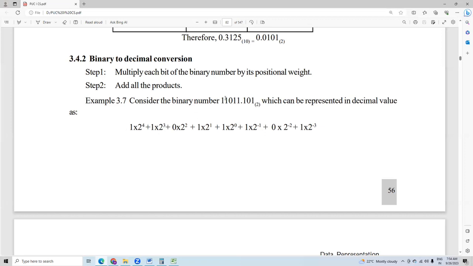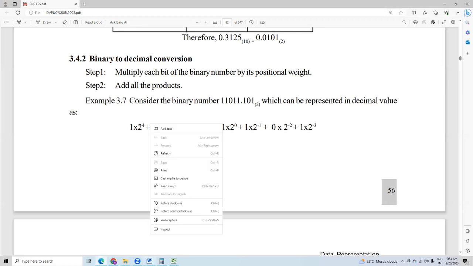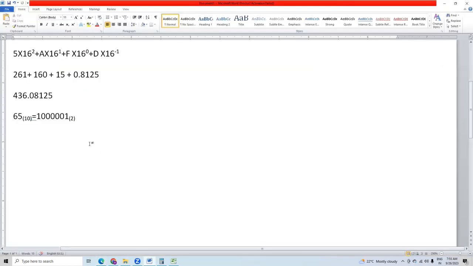The given number is 11011.101 and the base is 2. This is a binary number with a fractional part. This kind of number is what you have to practice. So first, what do you have to do? You have to write each bit multiplied by everything. Like here I'll show you one. Here we wrote 11011. This is the number, right? 0.101. This is the number they have given.